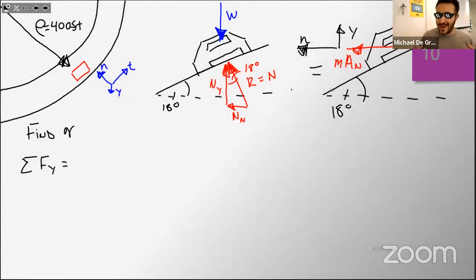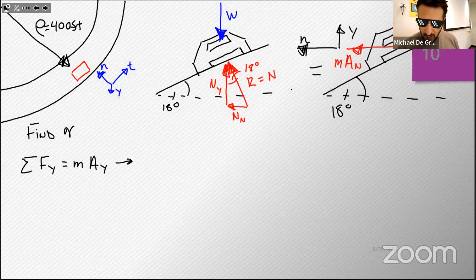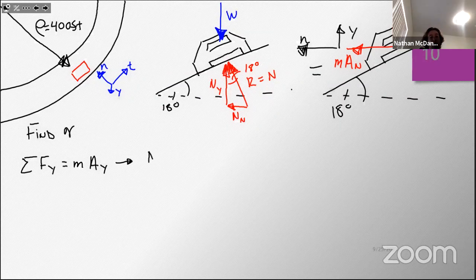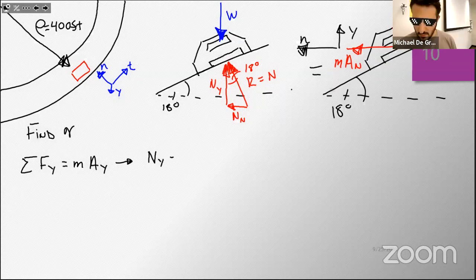So what forces do I have in the y direction here? The sum of the forces equals the mass times acceleration in the y. What are my forces in the y? Gravity and normal. Weight is completely in the y direction, and I have the y component of my normal, right? And that's going to equal the mass times the acceleration in the y.